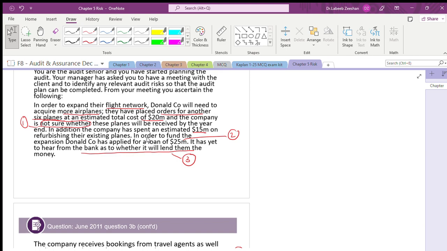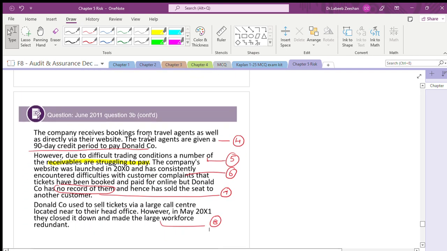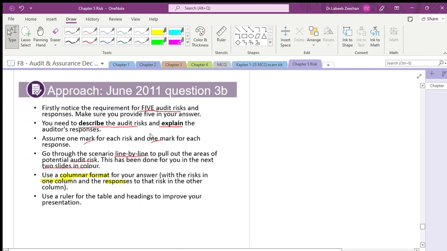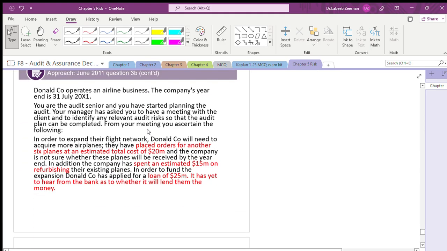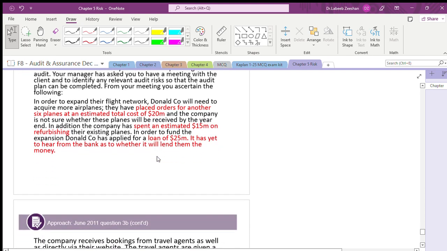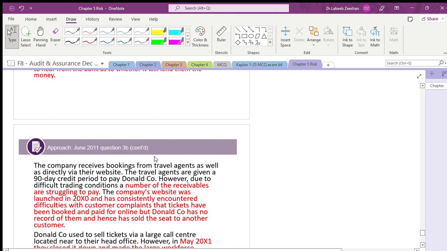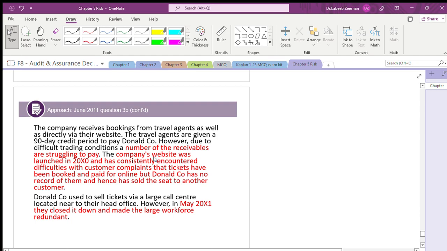Likewise, first you identify different points. Now, once you have done this, see, they have also done the same thing. They placed the orders. They estimated 15 million. They have taken the loan. They have not heard what we have done, but they have done the same thing. Next, a number of receivables are struggling to pay. The website is not working. They have customer complaints. They are booking the ticket twice. Have they not mentioned the points? We mentioned the points.